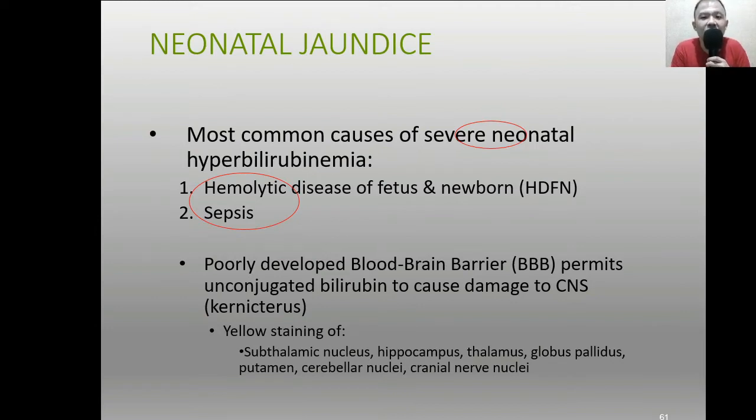Most common causes of severe neonatal hyperbilirubinemia. Number 1, hemolytic disease of the fetus and newborn, where there is an incompatibility of the blood between the mother and the fetus. Next is sepsis, so there's infection. The poorly developed blood-brain barrier permits unconjugated bilirubin to cause damage to the CNS. That's why unconjugated bilirubin is very harmful.